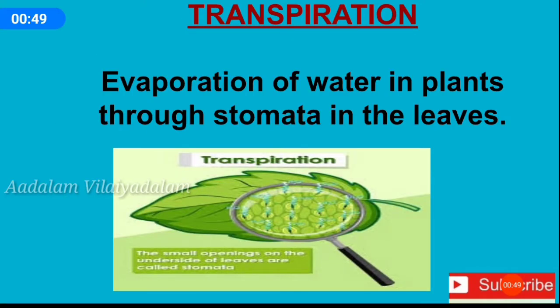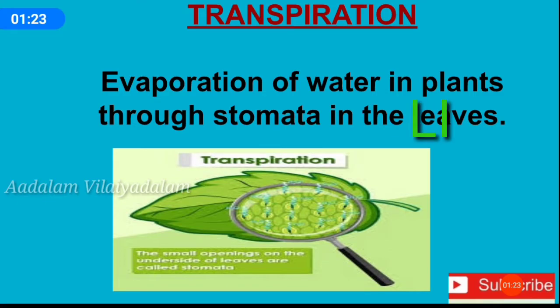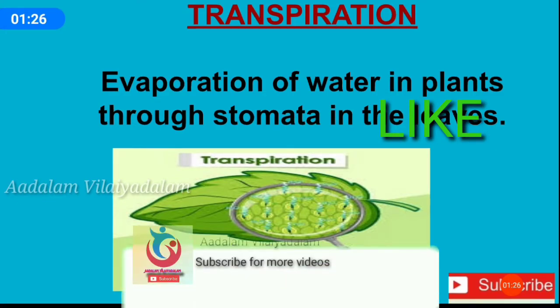Today we are going to know about transpiration. What is transpiration? Transpiration is the process of water movement through a plant and its evaporation from aerial parts such as leaves, stems and flowers. Water is necessary for plants, but only a small amount of water taken up by the roots is used for growth and metabolism. The remaining 97 to 99% of water is lost by transpiration.